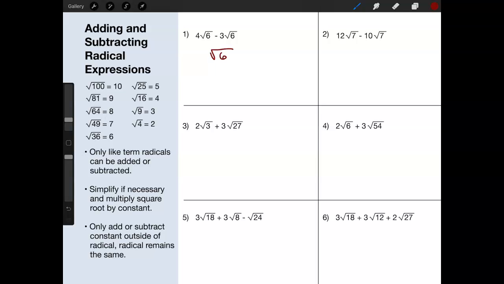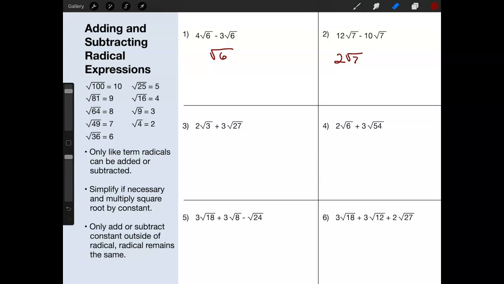For example number 2, we have 12 radical 7 minus 10 radical 7. We can only combine the 12 and the negative 10. 12 minus 10 is 2, and the number under the radical sign remains the same. So the answer here is 2 radical 7.